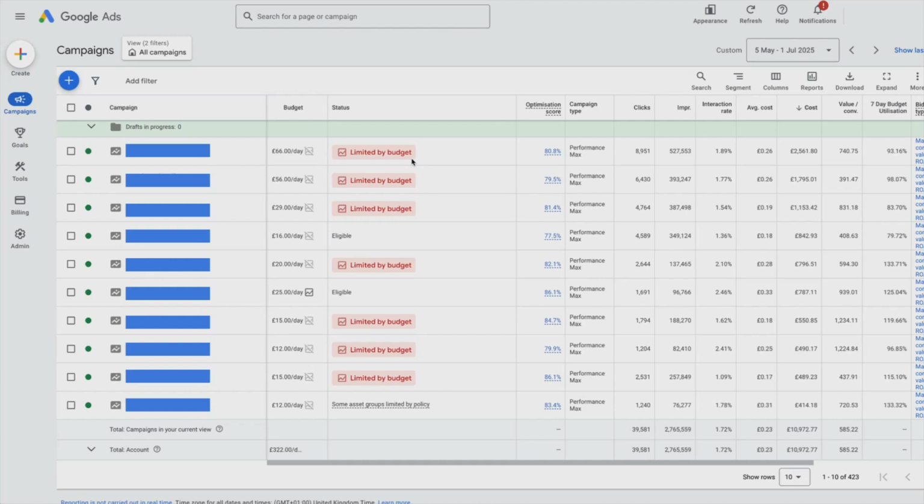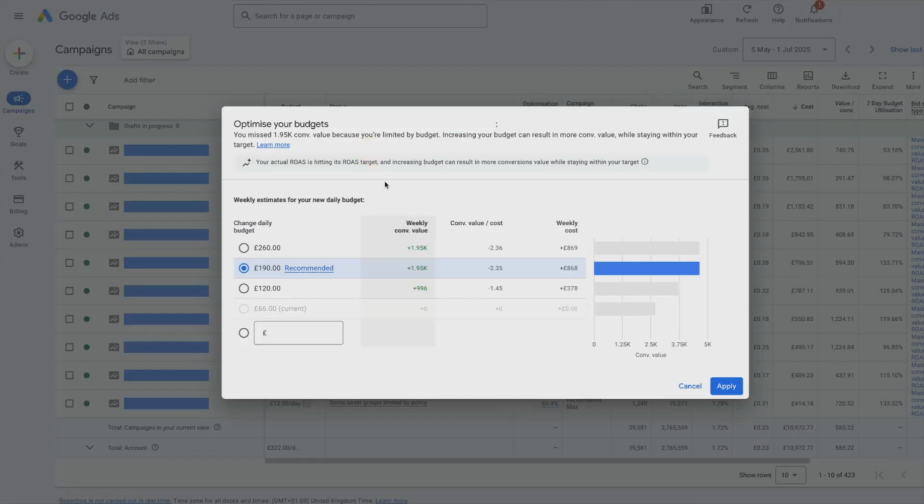Let's just take one of these campaigns here. By clicking on this, it's going to bring up the optimization window, and it's going to give you an idea of what you should increase your daily spend to, and in some cases, if you've got the volume and a bit of history, it's going to estimate what your weekly revenue is going to be and what the weekly cost increase is going to be. So in this case, it's asking for a substantial increase from £66 a day to £190.